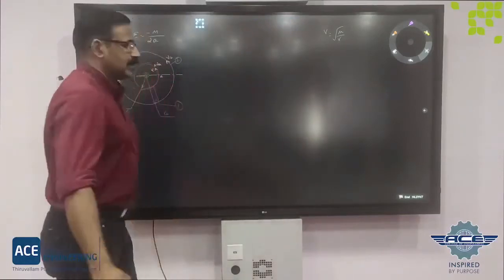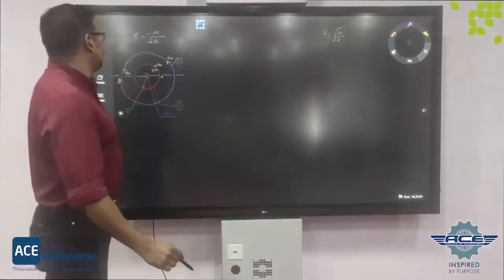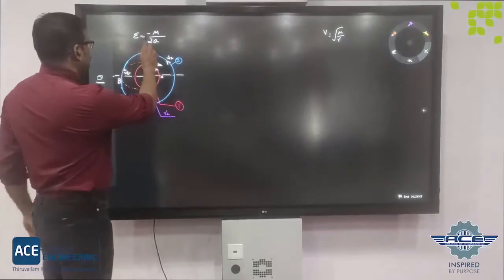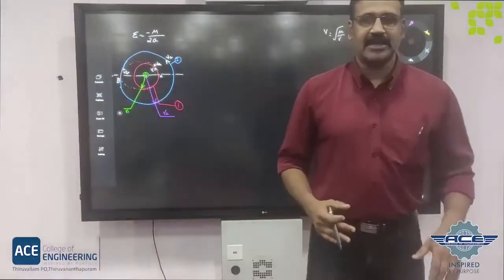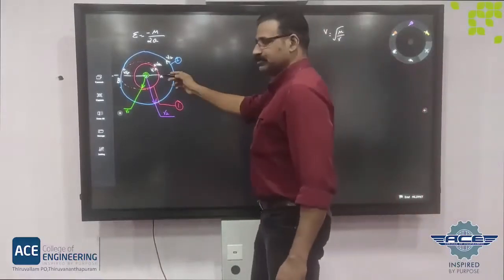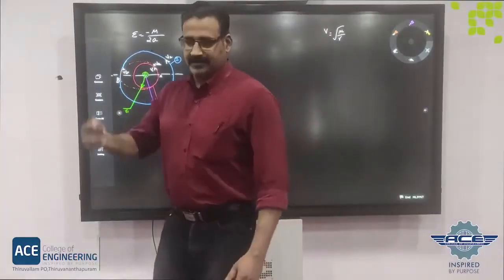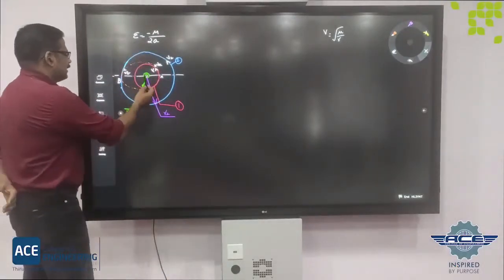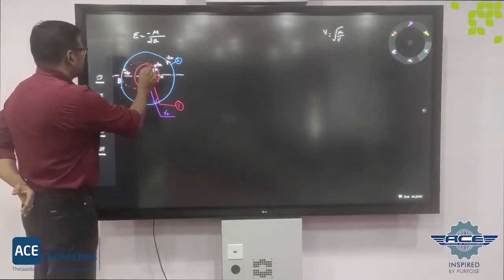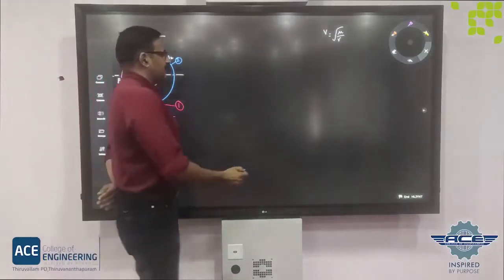Okay. Here, the energy of an orbit is equal to minus mu by 2a. Mu is the gravitational parameter. It depends upon whichever planet or body is producing gravity. It depends upon that factor of the gravity. And a is the semi-major axis.